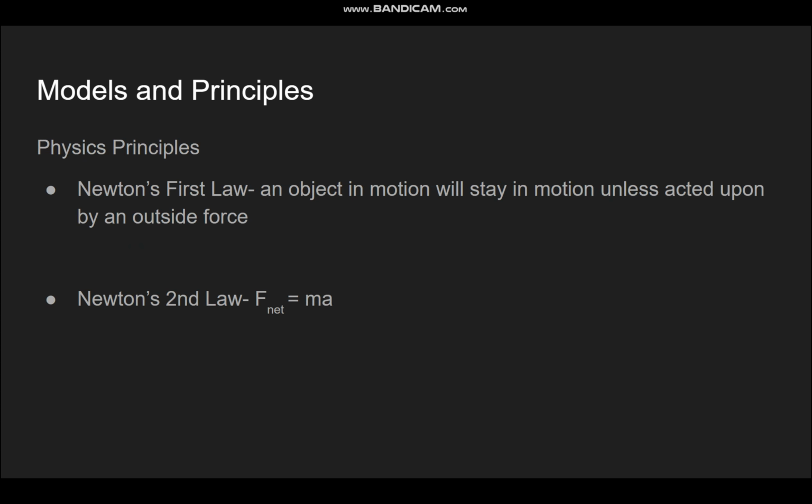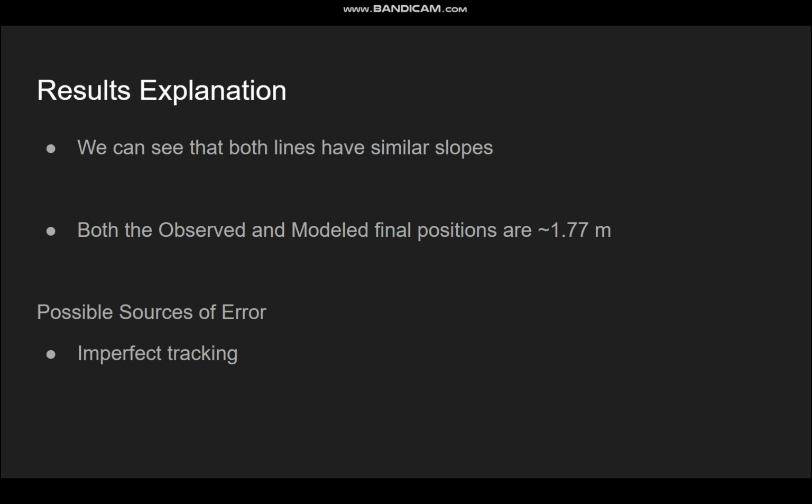Results explanation. We can see that both lines have similar slopes. However, the observed or actual position is slightly less than the model position for a portion of the graph or time interval. We can assume that this is because of the reality of a non-zero net force on the ball opposing its motion, such as rolling friction or the push from the hand. But we can also see that both the observed and model positions are 1.77 meters, or around there. Thus, we can assume that the forces acting on the ball are negligible in the context of the total time interval, initial time to final time, or t0 to tf.